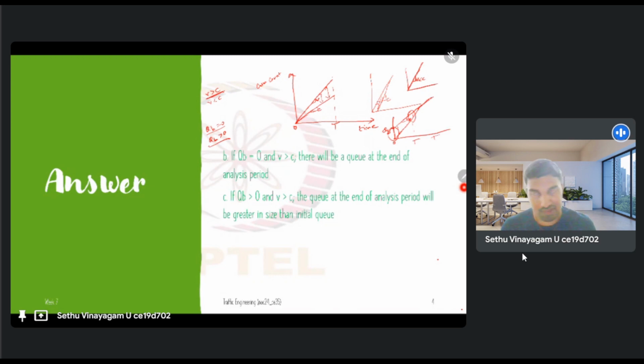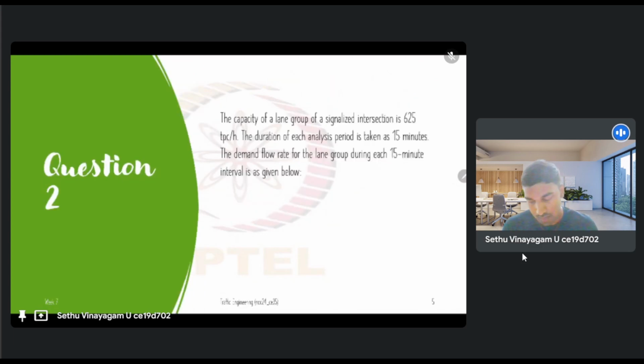So that's how to physically understand or visually look at these different combinations of the Q length and V/C. Okay, so moving on to the second question.